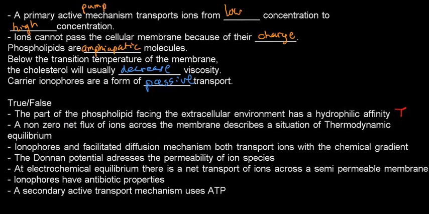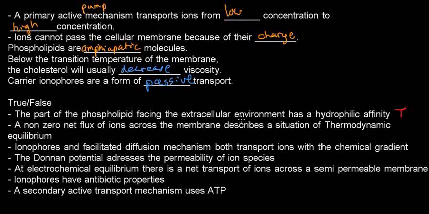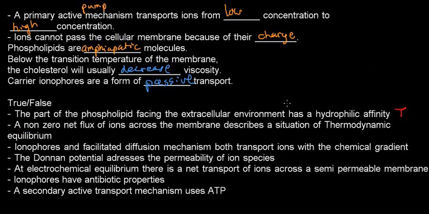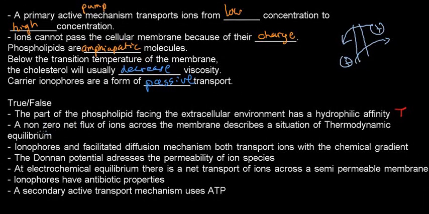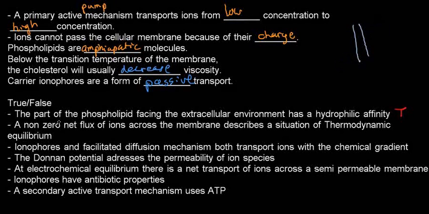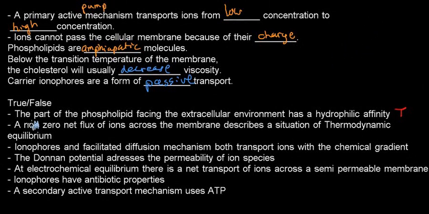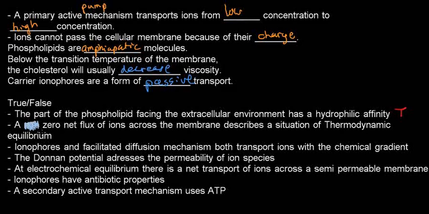A non-zero net flux of ions, and these are just the terminologies that they use. A non-zero net flux of ions across the membrane describes the situation of thermodynamic equilibrium. All right, let's see. In thermodynamic equilibrium, if I have some sort of transport, for each one going in, there's one going out, so there's no net transport of material. So there is a net zero flux. So what I do in exams is that I would just cross this over, and read the sentence without it.